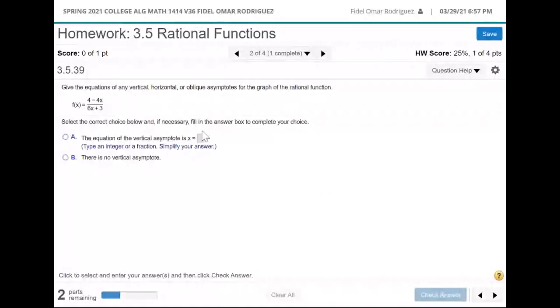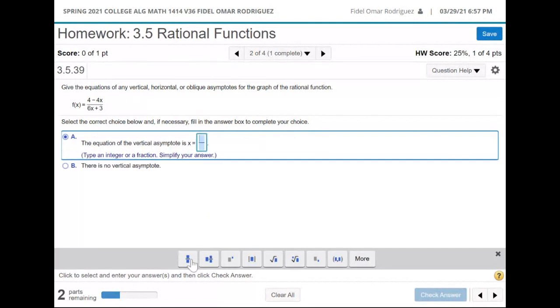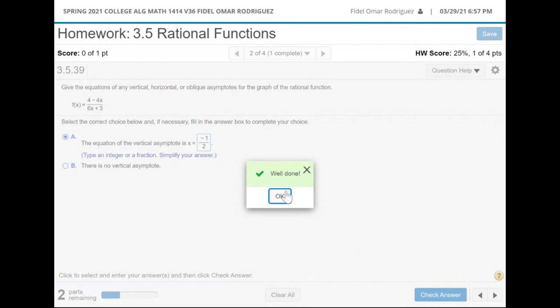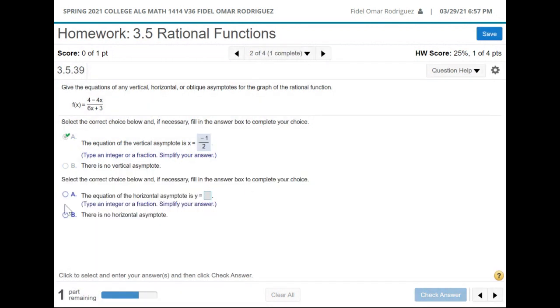And let's see. Okay, here we go. I'm going to do my fraction, and we said negative 1 over 2. And I'm going to check my answer. And let's see. There we go. Perfect. Okay, and now it says, what about my horizontal asymptotes?